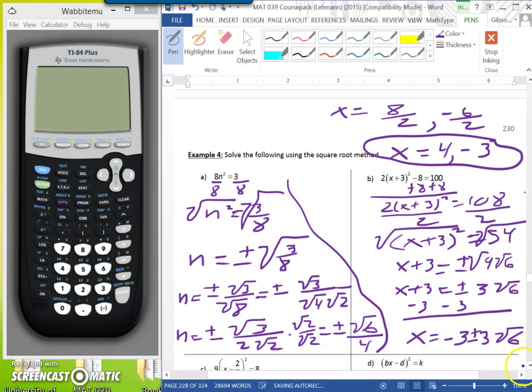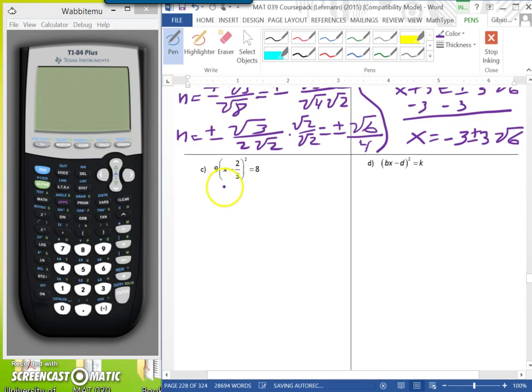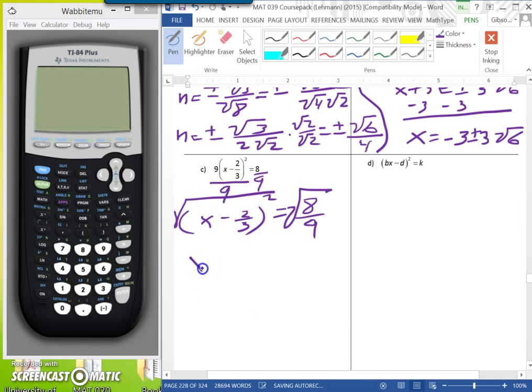Okay, now we go here to C. Now, if you notice, we had 9 times this parenthesis, and it's equal to 8. So we would divide each side by 9. And then we would have x minus 2/3 in parentheses squared is equal to 8/9. Now we would take the square root of both sides, and we would have x minus 2/3 is equal to plus or minus.